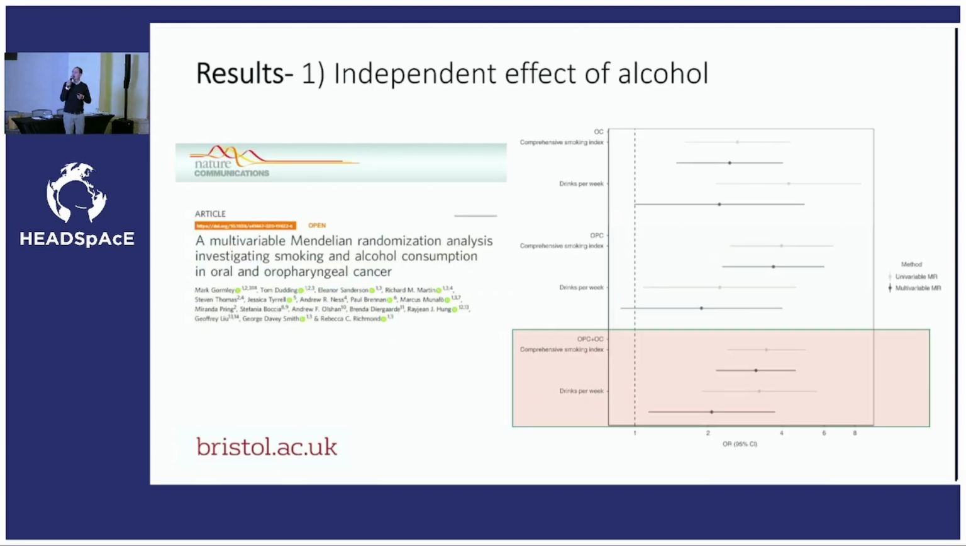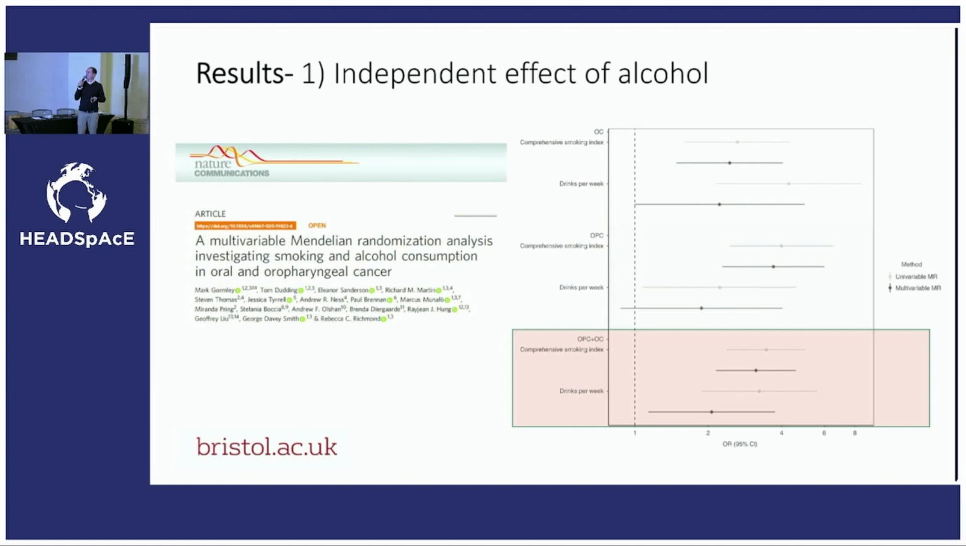So just getting into the results then. This paper aimed to actually do that, which was to unpick the independent effects of both smoking and alcohol, which has been traditionally quite difficult to do using observational epidemiology. And very often, most of the papers found that alcohol really was only effective synergistically with smoking.